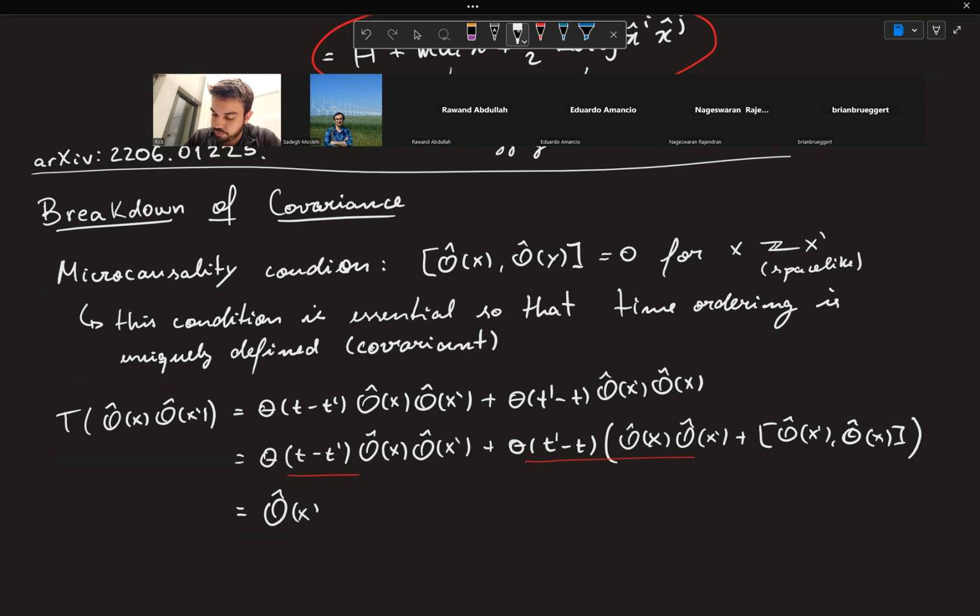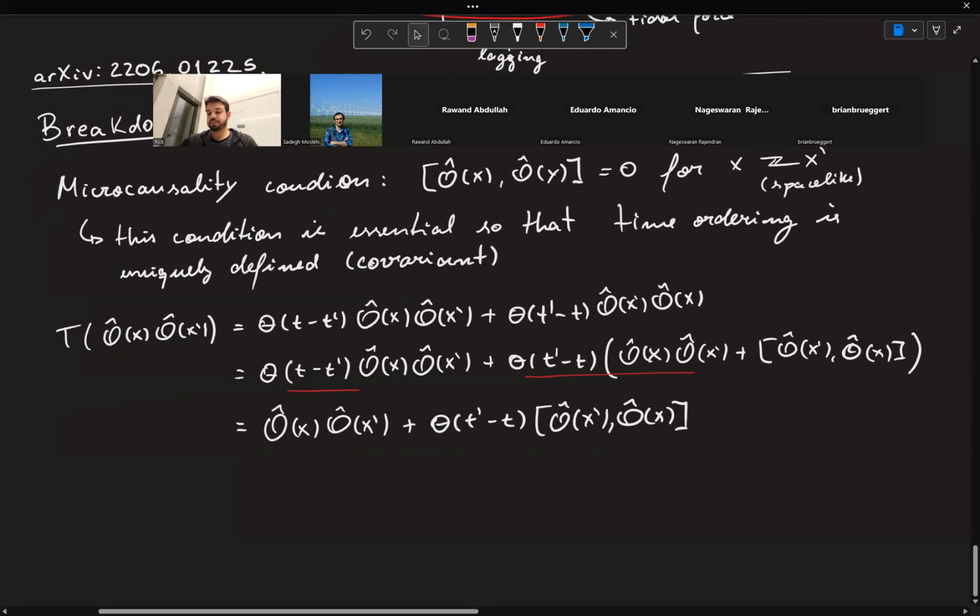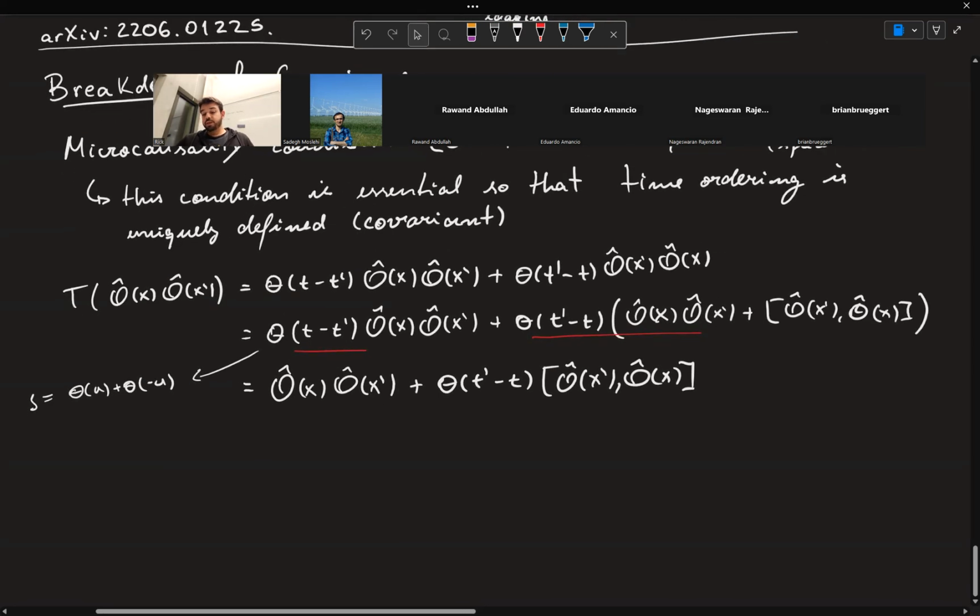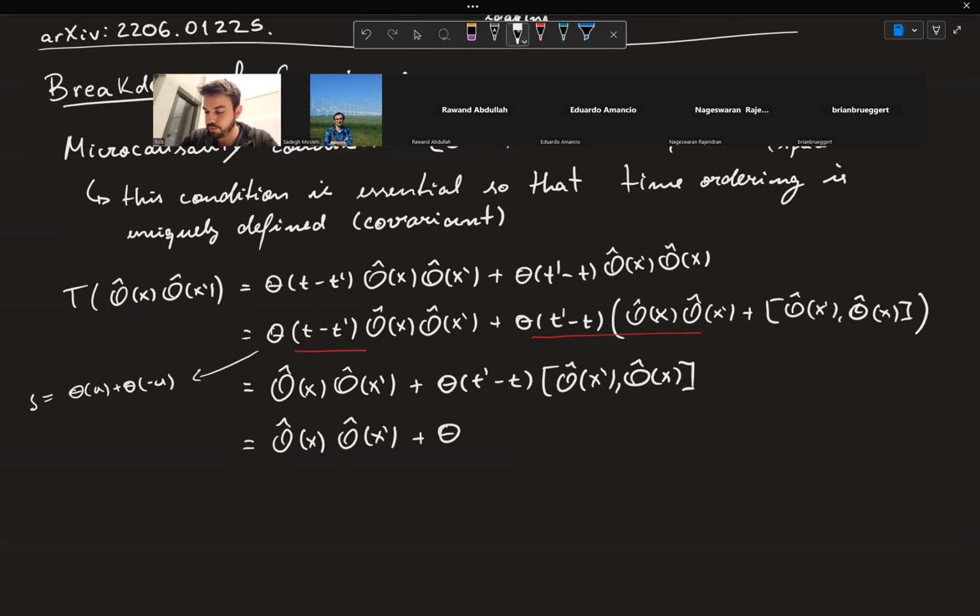So this will be O of x prime plus theta of t prime minus t. And here we're going to get the commutator, O of x prime, O of x. Basically here, we use that theta of u plus theta of minus u is 1. Okay, nice. So now if I choose another time parameter and I try to time order using this parameter, what we're going to have is going to be this. So basically enforcing this, right?